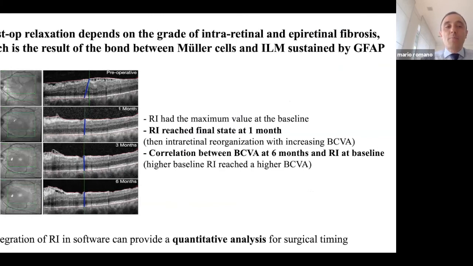So that means that post-op relaxation depends on the grade of intraretinal and epiretinal gliosis, which is the result of the bond between Muller cells and ILM sustained by GFP. So we need to do the surgery when the retina can still move back and when the gliosis is not so strong, because otherwise the relaxation index stays low and the retina does not go back, and the best corrected visual acuity cannot increase again.